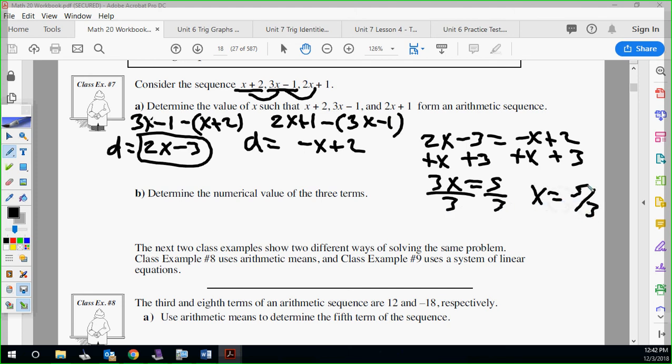So we solved for x there. And then your class change. And so what it says now is determine the numerical value of the three terms. So what it's doing now is we're just going to plug x in and get actual numbers. So we're going to do 5/3 plus 2, 3 times 5/3 minus 1, 2 times 5/3 plus 1. Okay? So let's do that first one.